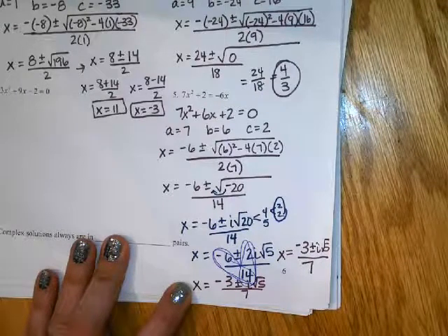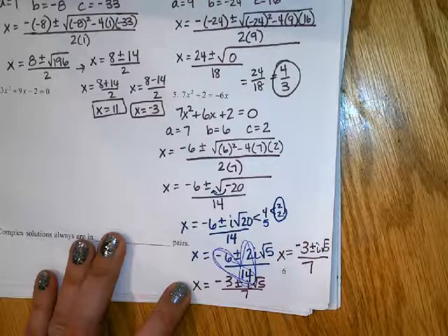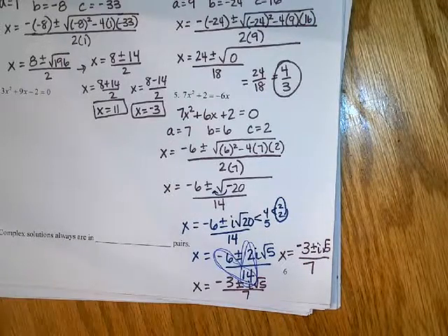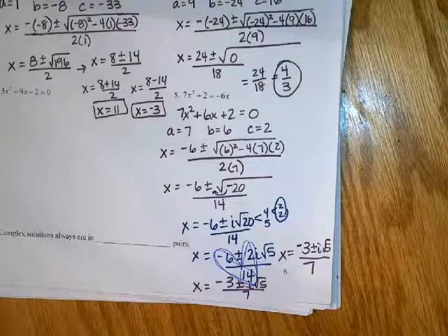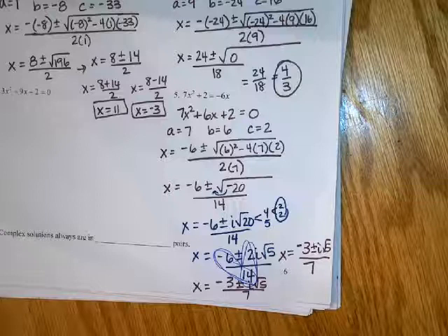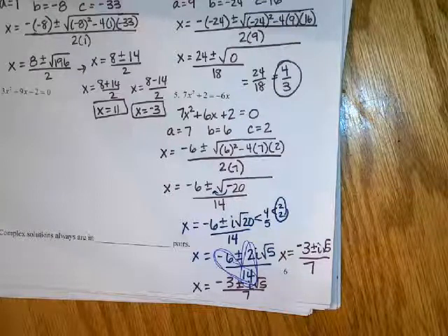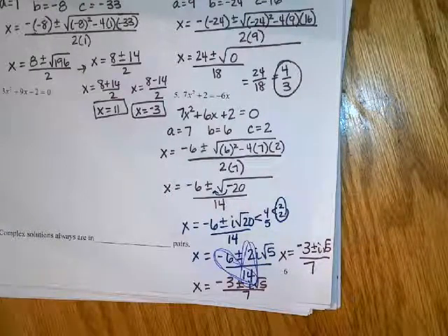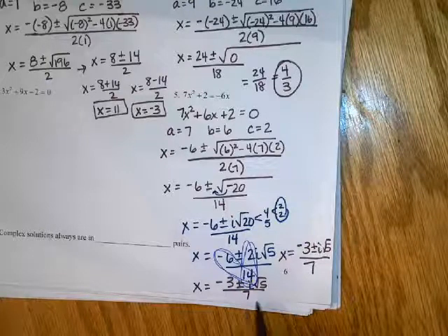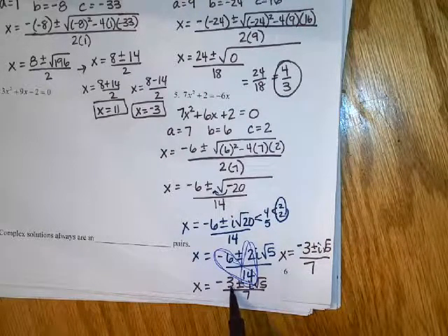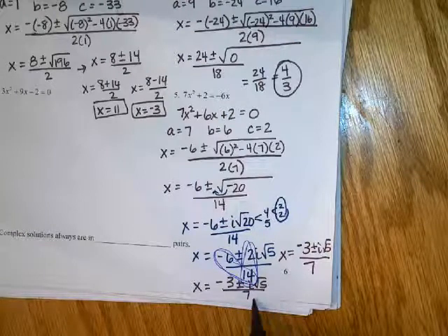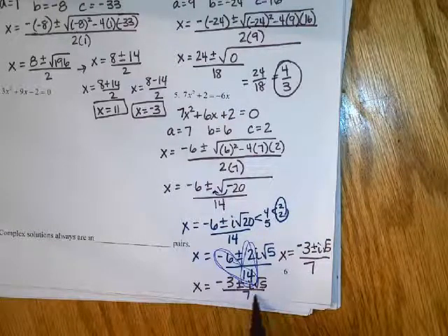Negative 3 plus or minus i root 5 all over 7. How many solutions do I have there? Two. Yeah, I have two there. Thanks, Sasha. I have the one with the plus. So I have negative 3 plus i root 5 over 7 and negative 3 minus i root 5 over 7.